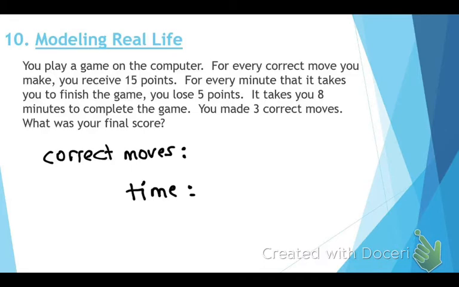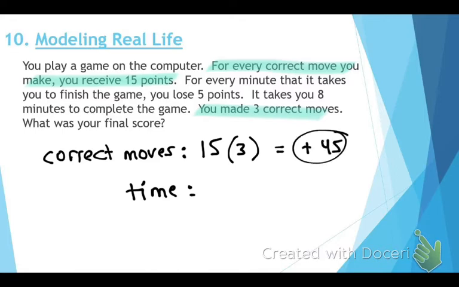The first thing you see, it says for every correct move, you receive 15 points. Are those positive or negative points? Positive points. And how many correct moves did we have? 3. You made 3 correct moves. So I could do 15 plus 15 plus 15, or I could do what? Multiply. 15 times 3. How many positive points did we get? 45. Positive 45. I'm going to circle that in.